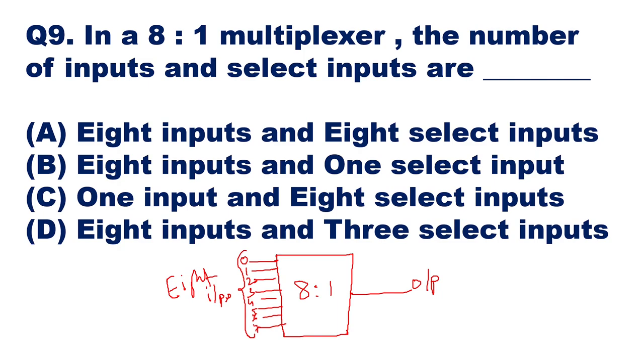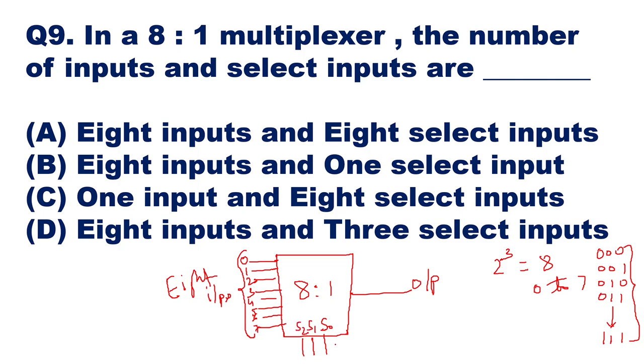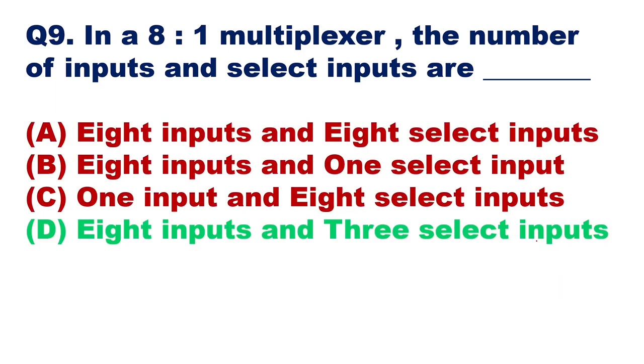which is selected output. Now that depends on the select inputs. Now to select 8 combinations, we require 3 select inputs. That is 2 raised to 3 is equal to 2 into 2, 4 into 2, 8. That means 0 to 7. That means we can start from 0, 0, 0, 0, 0, 1, 0, 1, 0, 0, 1, 1, till 1, 1, 1, which will be the 8 combinations. And therefore, we require 3 select lines. We can name them as S0, S1, S2. So it will be 3 select lines and 8 input lines. So here in the option, in an 8 is to 1 multiplexer, the number of inputs and select inputs are, option D is the right answer, 8 inputs and 3 select inputs. So option D is the right answer here, 8 inputs and 3 select inputs.